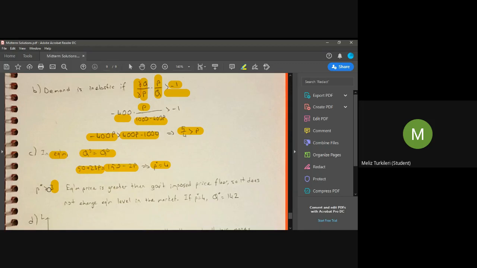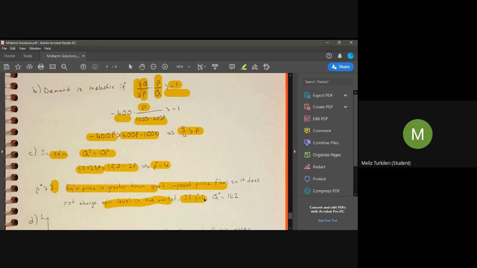But as a second step, you need to compare this price level with the equilibrium price. Since the equilibrium price is greater than the government imposed price floor, we can argue that it doesn't change the equilibrium level in the market. Okay? Because this imposed price is lower than the equilibrium price. It does not change our equilibrium. It doesn't affect anything. So in the equilibrium, our price should be equal to 4.